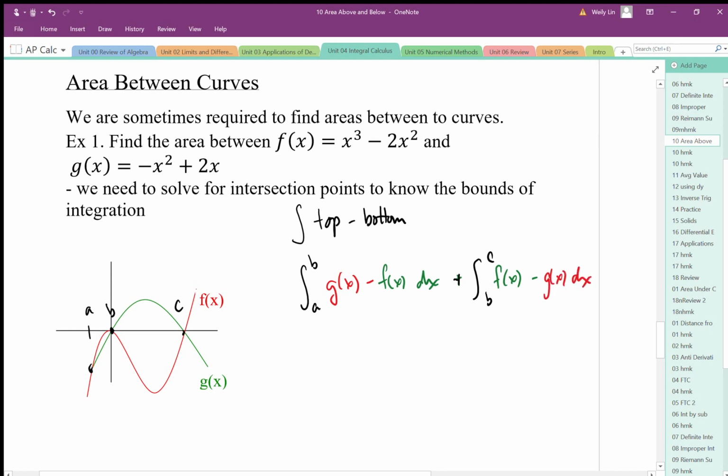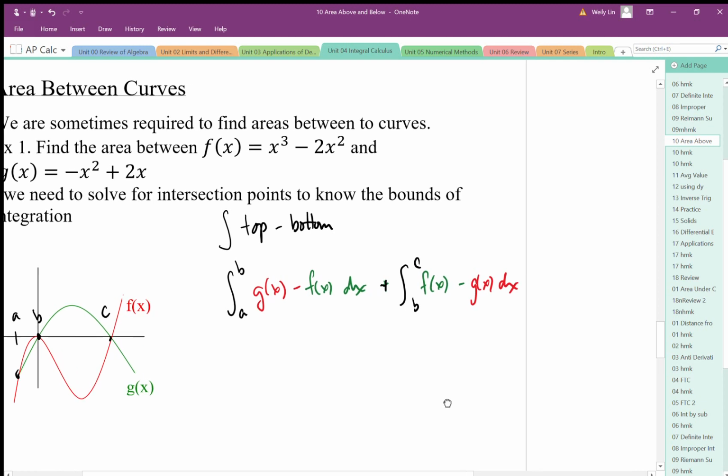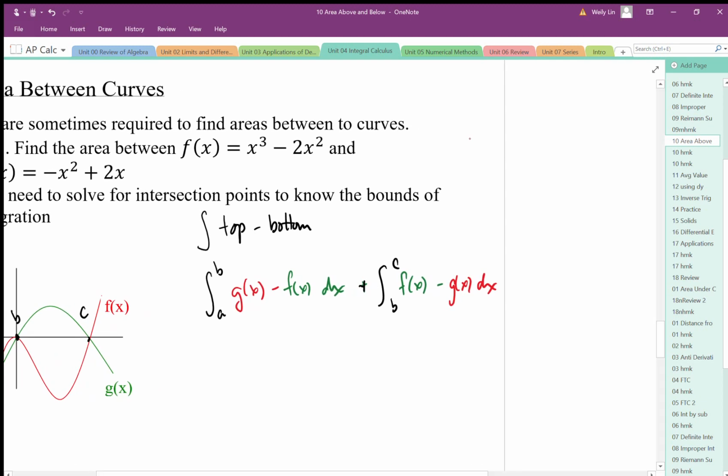Okay, so we have the functions. We need to know the intersection points, so we need to solve for that. We can see that b is equal to 0. The a value, we can solve for by solving the equation where g of x equals f of x. So I'm going to say that negative 2x squared plus 2x is equal to x cubed minus 2x squared. One of my solutions is x equals 0. I'm going to combine my like terms and solve this. I end up with x cubed minus x squared minus 2x equals 0.